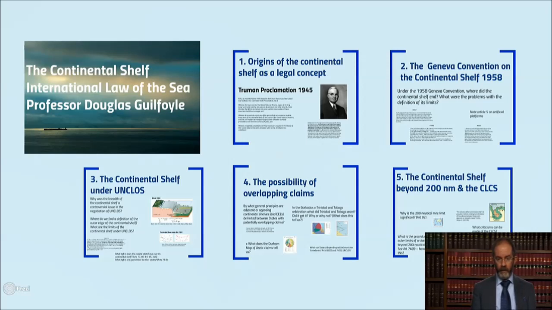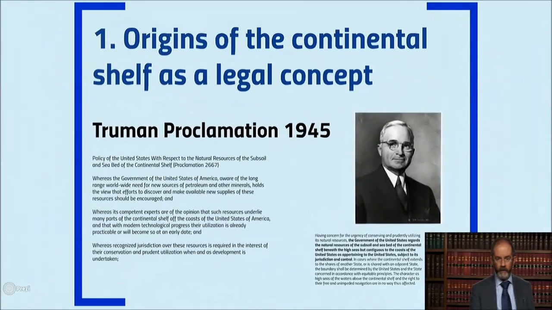First, the possibility of overlapping claims in practice, and second, the outer limits of the continental shelf beyond 200 nautical miles, and how that relates to the regime governing the deep seabed area, and the creation of the Commission on the limits of the continental shelf. So let's start with our history.